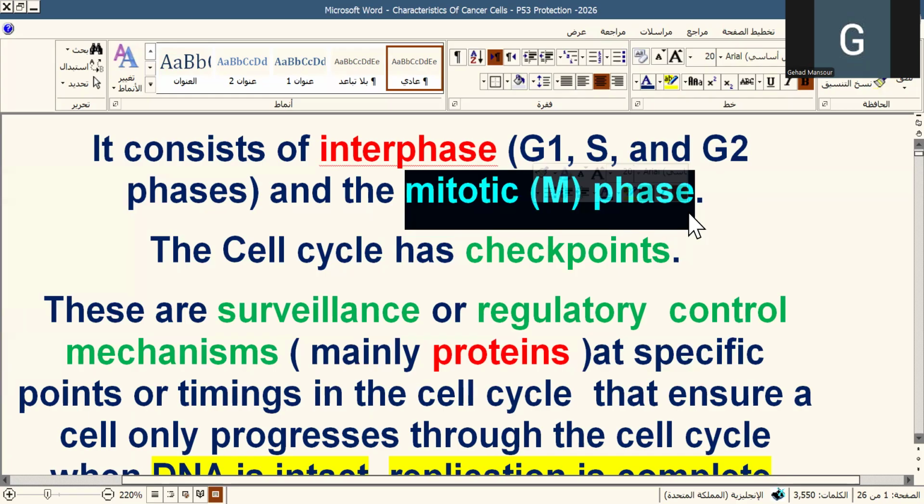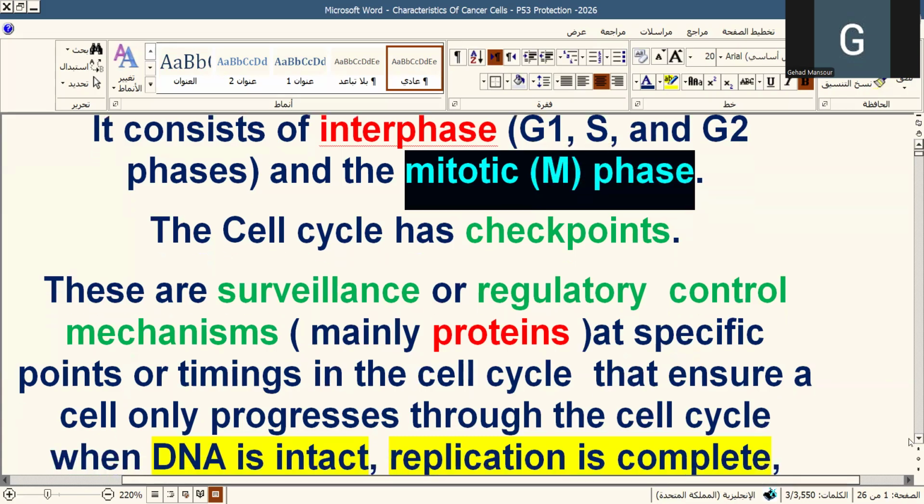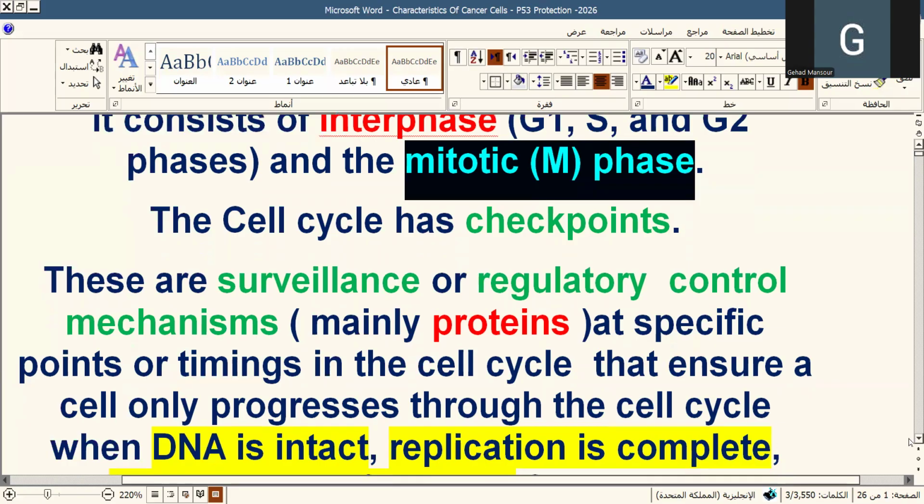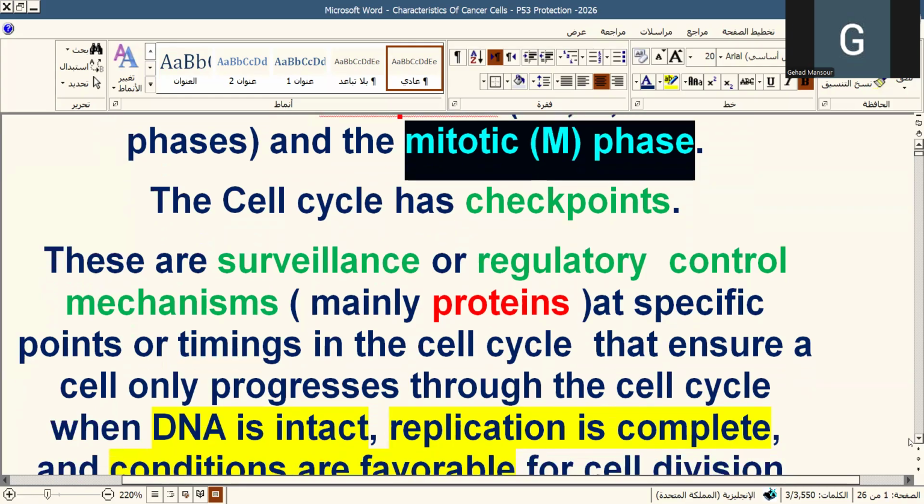The interphase, which is the preparation phase, consists of three phases, which are growth phase 1, as you know, S phase or synthesis phase, in which the DNA is multiplied, and the G2 phase or growth 2 phase that follows the S phase. And we're going to see all these phases on the diagram that will come very soon on the screen.